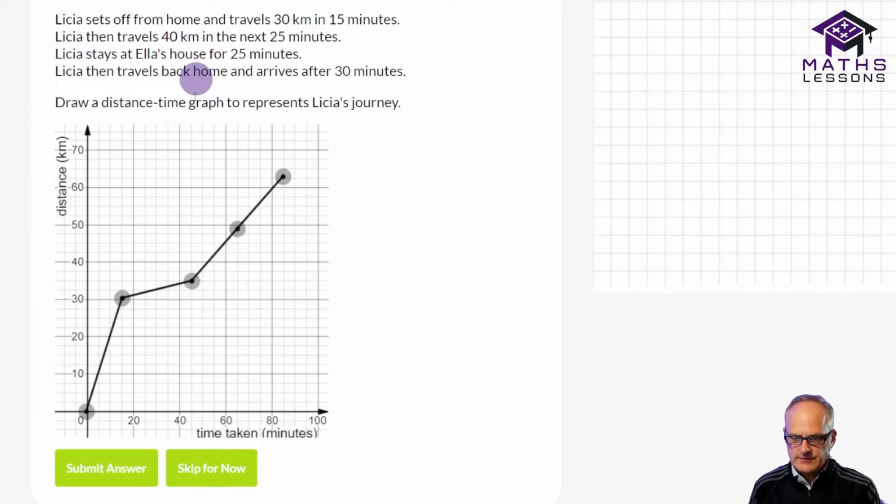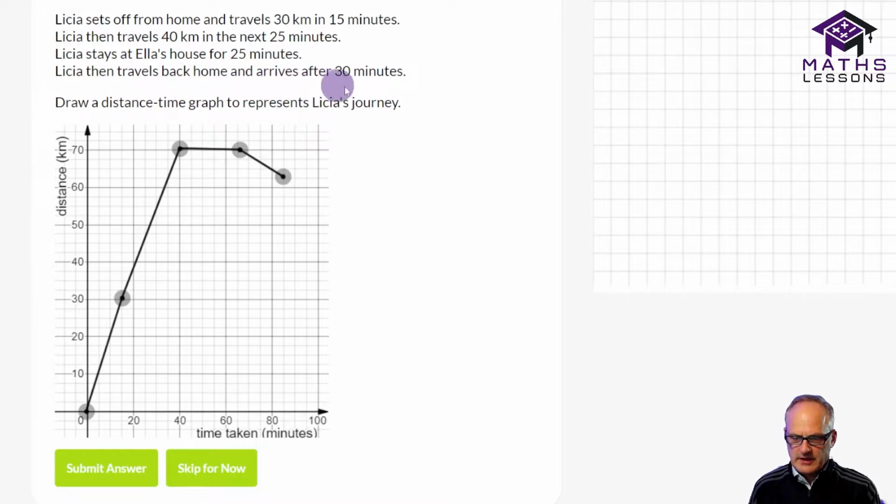And then she travels 40 kilometers. So she's going to get to 70 in the next 25 minutes. So that's 5, 10, 15, 20, 25. So 40 minutes. She'll be 70 kilometers away from home. And then she stays there for 25 minutes. So there is 25 minutes. If we go 20 plus 5 minutes.